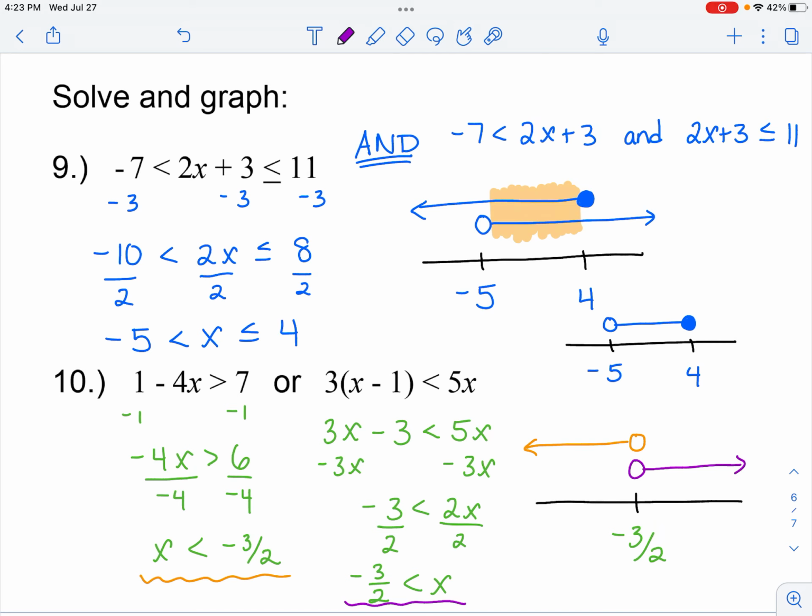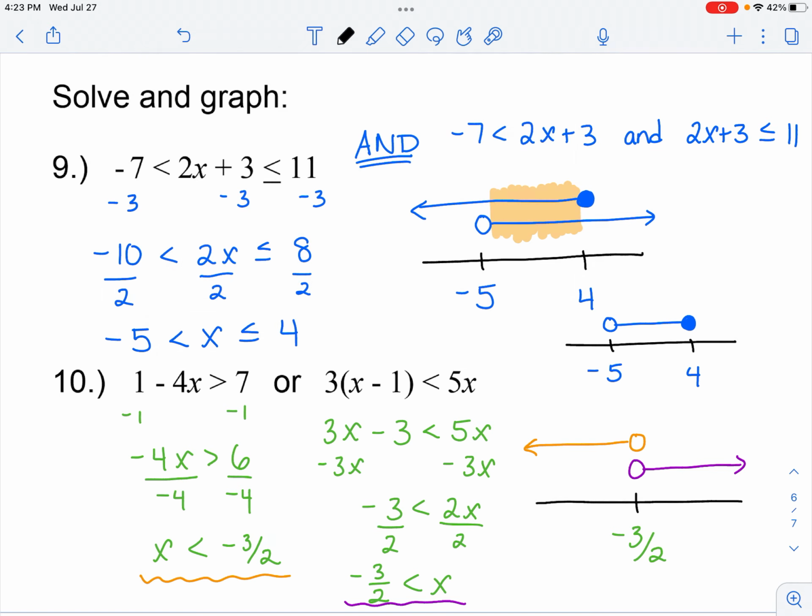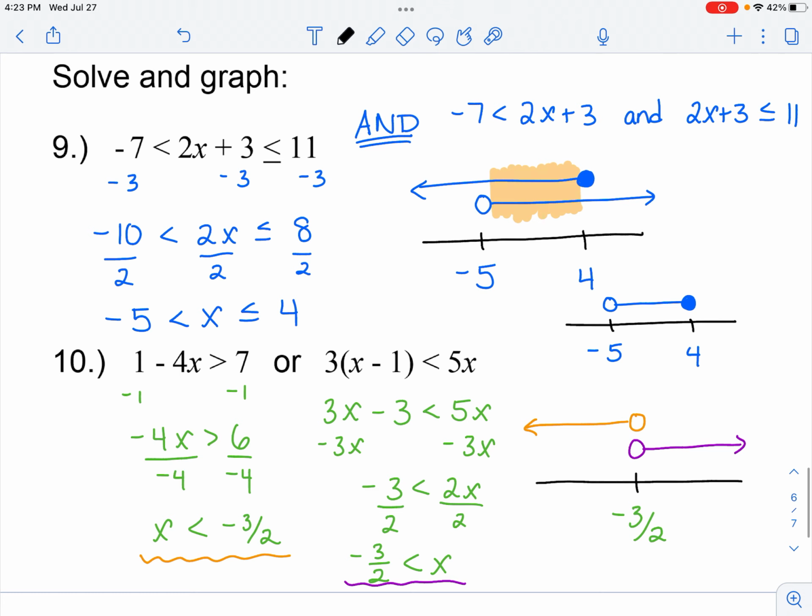And it's an "or" inequality. If I can graph it, I can keep it. So here I have everything to the left of negative 3 over 2 works from the orange. Everything to the right of negative 3 over 2 works from the purple. The only number that doesn't work is negative 3 over 2. Okay? So my final answer here is going to be all real numbers except for negative 3 over 2.